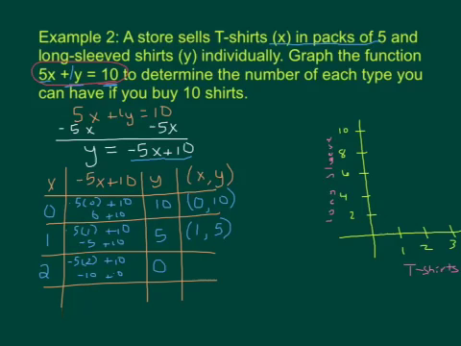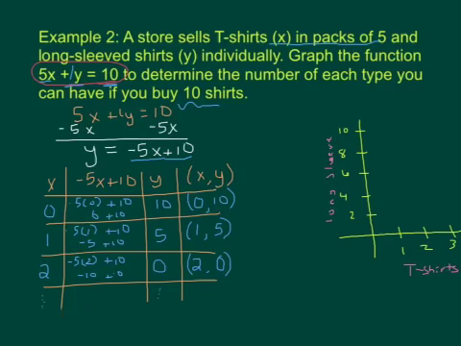means you can't buy any long sleeve shirts now, because if you buy 2 5-packs, that would be your 10 shirts that you bought, and it said you're only buying 10 shirts. So that means we could buy 0 long sleeve shirts. And we can stop right there, because if we keep going with this domain, these values for the y's are going to be negatives. And like we said, you can't buy negative t-shirts.